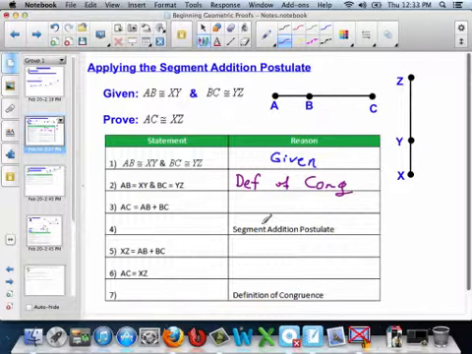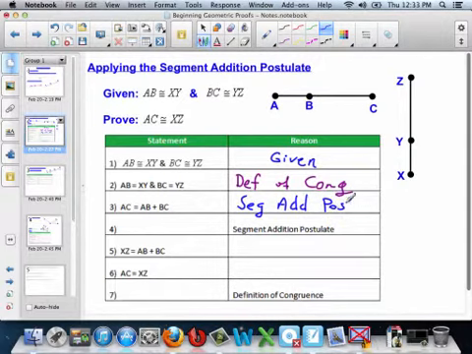All right, take a look at line 3. What's going on in line 3? Read it. What does it say? AC equals AB plus BC. AC, so the whole AC is equal to AB plus BC. Well, why is that true? Because they're equal. That's the segment addition postulate, and that's your reasoning. Yes, you are allowed to abbreviate. Seg post.